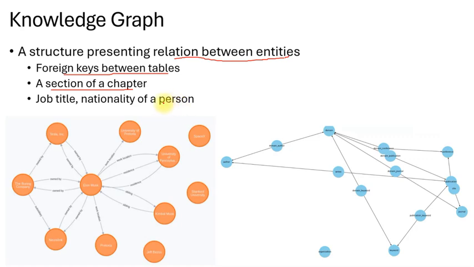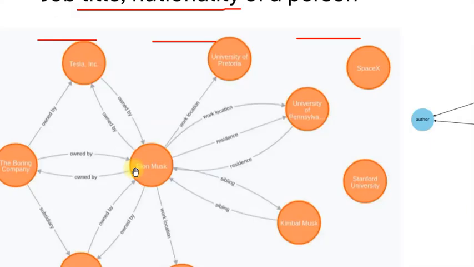Or we have the entities as the person, job title, and nationality, where this person has a specific job and a specific nationality. We can also have a connection. For detail, you can look at this graph. For example, we have the information of Elon Musk, the Boring Company, and University of Pennsylvania. Then we establish connections such as Elon Musk is a resident of, or work location is in, University of Pennsylvania. Or the Boring Company is owned by Elon Musk, or Elon Musk owned by Tesla company. So that is the way we make a graph.